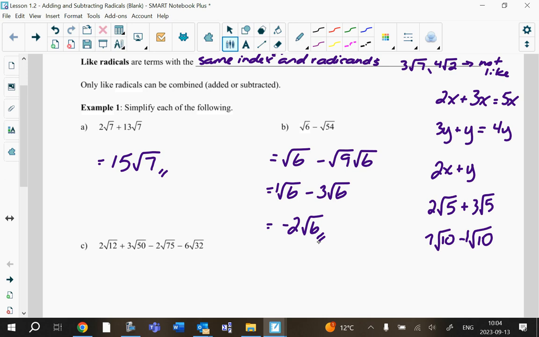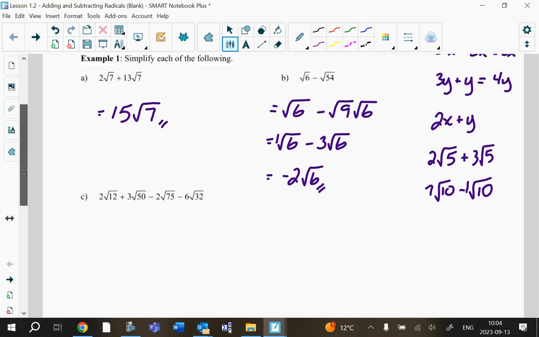Negative 1 minus 3. Oh, this is imaginary. Okay? Okay, good. Yeah, no, fair enough. Nope, we're all good.